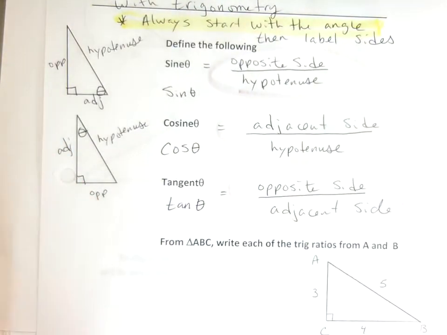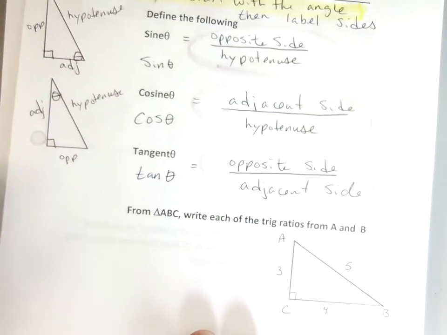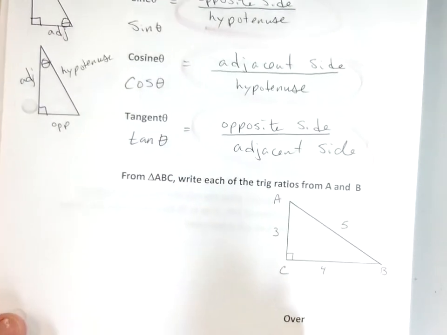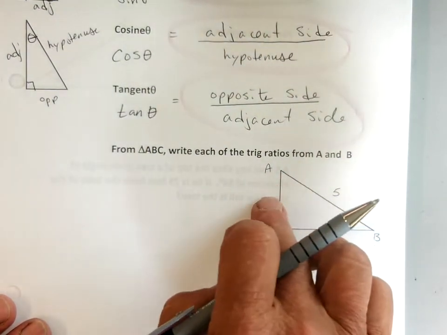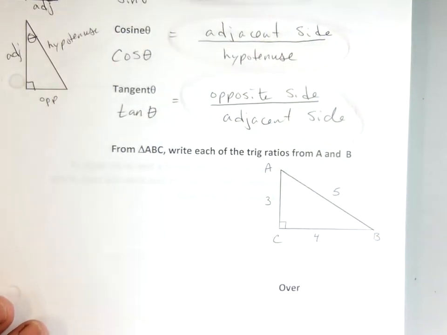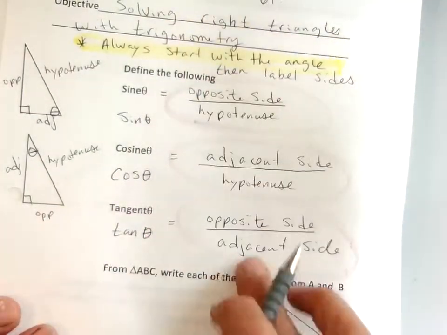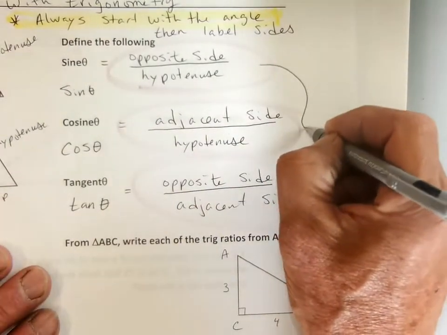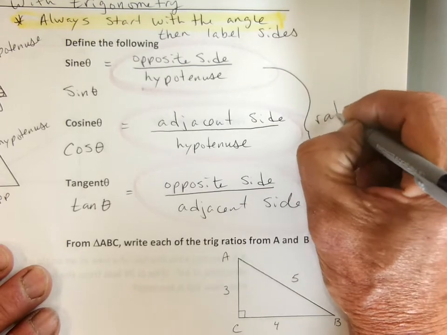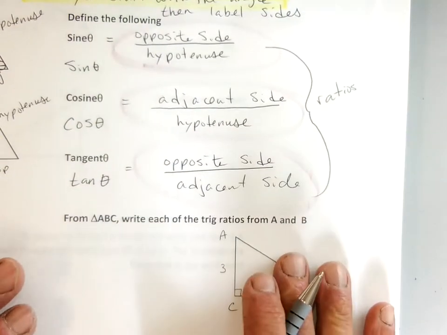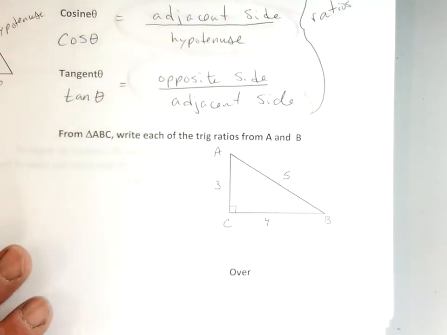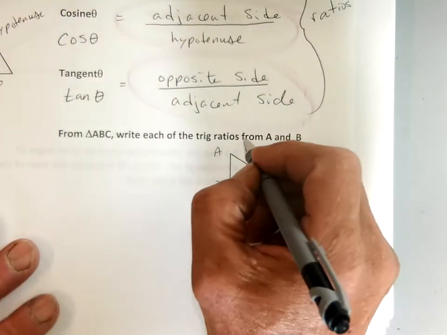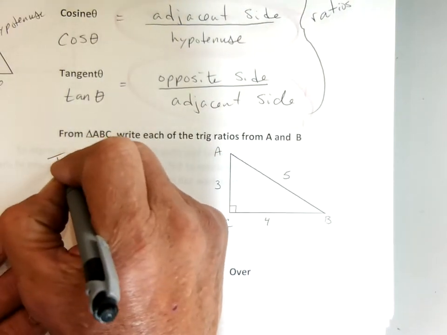Well, let's go ahead and try and figure out some of this, okay? So in the first example, I have a triangle. It's a right triangle. I have sides of 3, 4, and 5, okay? So this is: write each of the trig ratios from angle A and angle B. Okay, so it's two questions. There's two questions here.